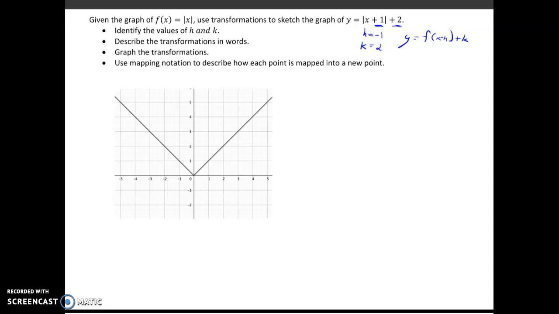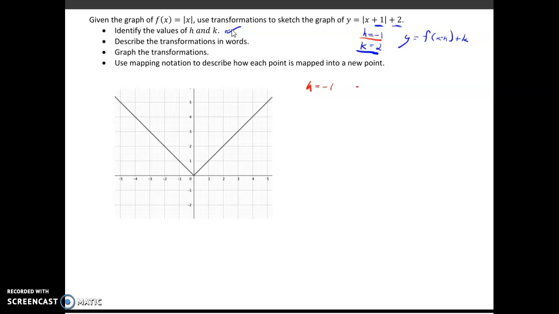So let me just put that. Check. Good. So describe the transformations in words. Now I'm going to choose to use two different colors, maybe blue for the k and h is going to be red. Now does it matter which order h or k come in? Not yet, and we'll see why maybe in future lessons. So h is equal to -1. What does that mean in words?